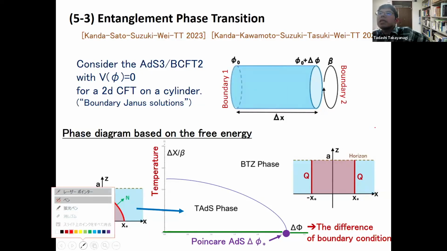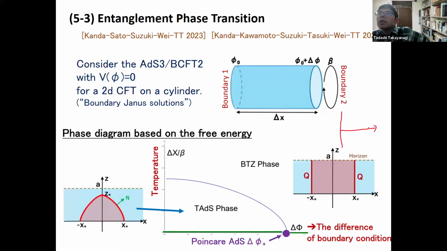This is the z direction, and there is a boundary. So this is where the BCFT lives. This boundary is boundary 1, and the other boundary, boundary 2, is here. And the end-of-the-world brane may be connected or disconnected. There are two possibilities, and that is written here also. So this is the disconnected situation, and this is the connected situation.